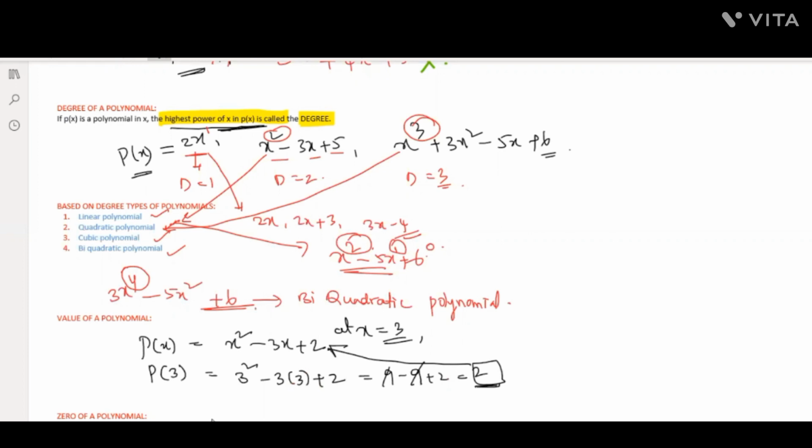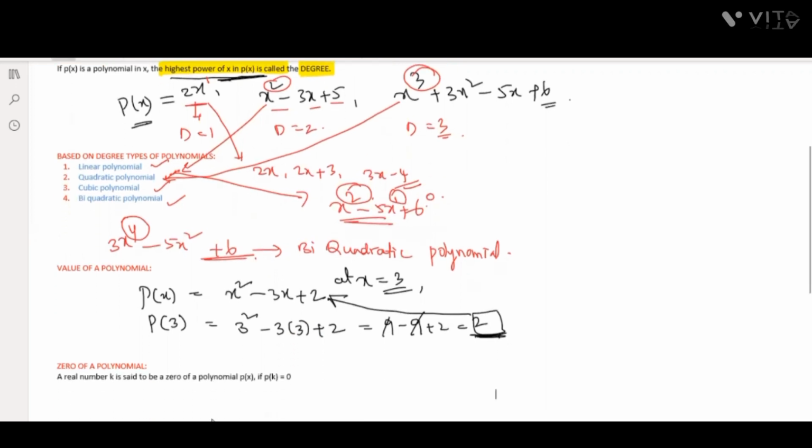So what is meant by the value of a polynomial? In the given polynomial, if we substitute some value for x, or for whichever variables the polynomial has, whatever value we get is called the value of the polynomial.